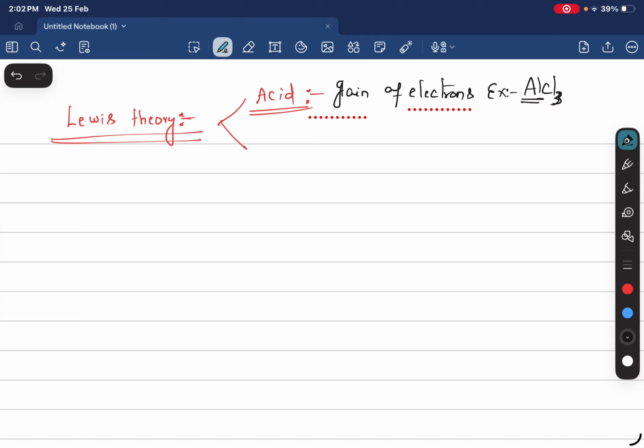Or incomplete octet compounds behave as Lewis acids, or where an empty orbital is available that is ready to accept electrons, it behaves as a Lewis acid. So the substance which accepts a pair of electrons is nothing but a Lewis acid, a pair of electrons.